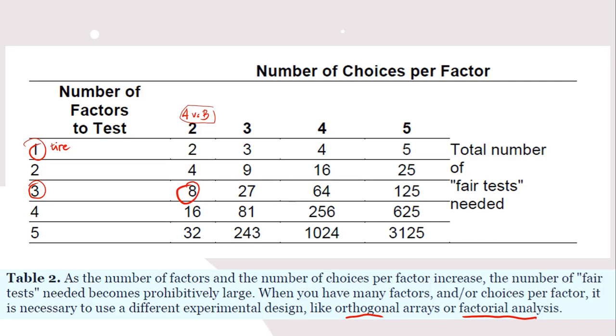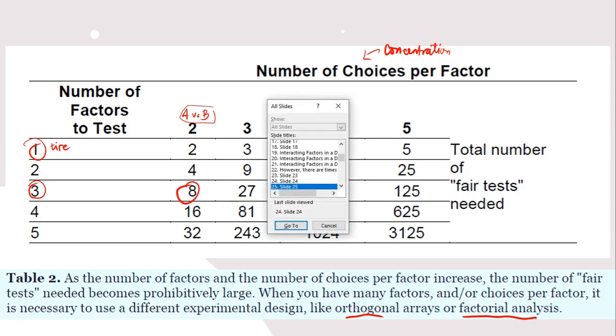So that's why, the more choices you have, the more levels. For example, the choices here can be exchanged for concentration. So for example, you want to do an extract, moringa extract.